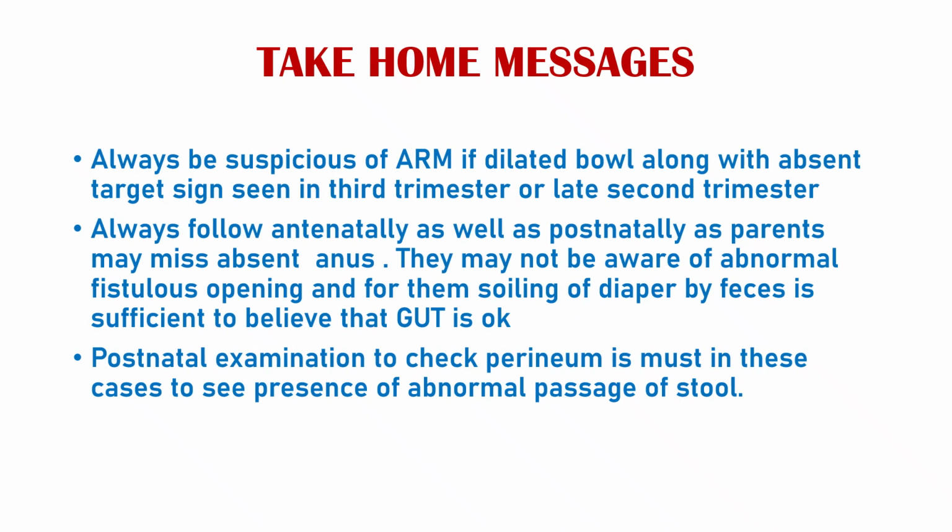Take-home messages are: always be suspicious of anorectal malformation if dilated bowel along with absent target sign is seen in the third trimester or late second trimester. Always follow antenatally as well as postnatally, as parents may miss the absent anus. They may not be aware of the abnormal fistulous opening, and for them soiling of the diaper by feces is sufficient to believe that the gut is okay. Postnatal examination of the perineum is a must in these cases to see the presence of an abnormal passage or stool.